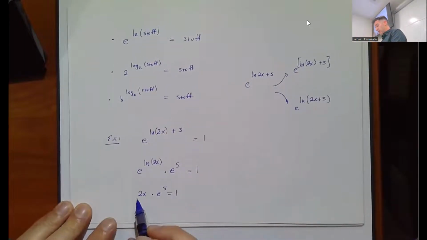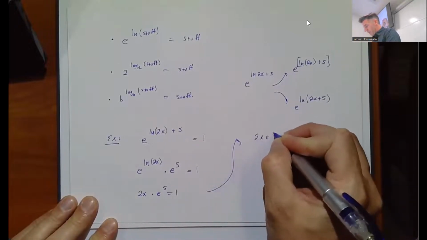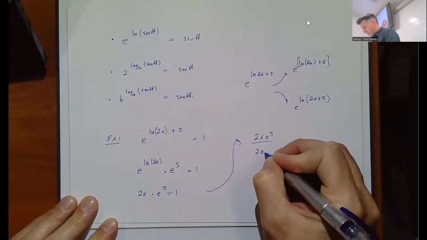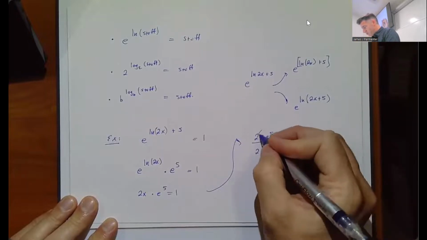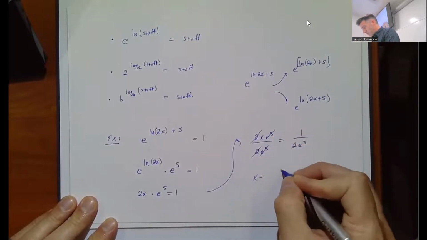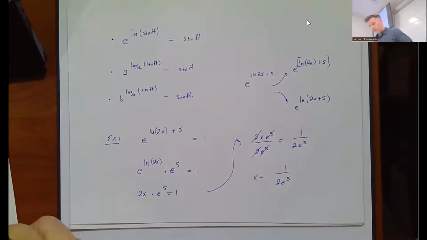We divide both sides by 2, and we divide both sides by e to the 5th. So we end up getting 2x e to the 5th divided by 2 e to the 5th equals 1 divided by 2 e to the 5th. So we have x equal to 1 over 2 e to the 5th. That's what they're kind of asking you to do. They're really just asking you to use that one property that e to the natural log of some stuff is just stuff. I just wanted to address a few things on that particular homework assignment because I wanted you to know what they're asking you to do.